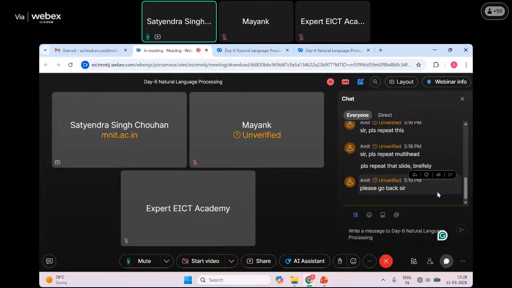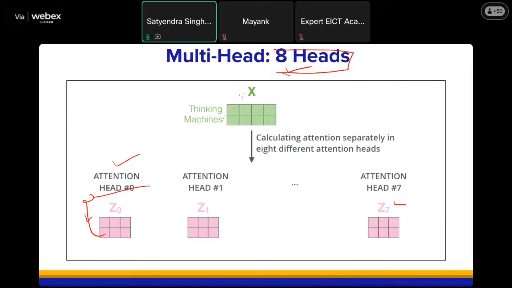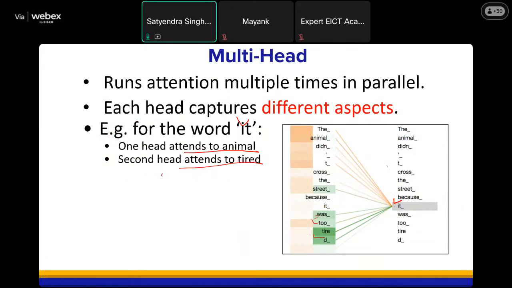So it's not that there is only one type of relevancy of a word. For example, in one aspect, one particular word is relevant to another word, and in another aspect it is relevant to other words. For example, here there was an example: one word, "it", in the same sentence. Both sentences are the same if you see here.